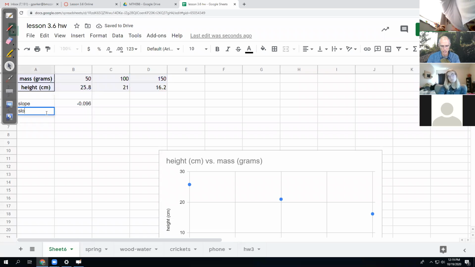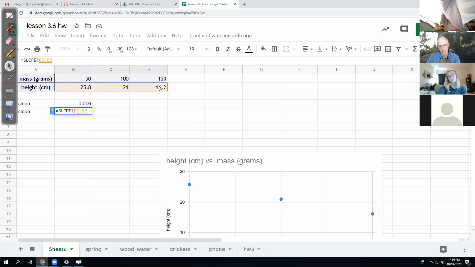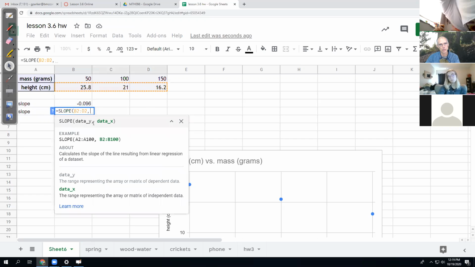I'm going to do that again, but using the way I showed last week, and I made a video and posted the video for it. If I type equals and start typing the word slope, the computer says, yeah, I can do slope. And then it says, okay, give me your y data. So I would highlight all of this. And then it wanted a comma right there. So I got to pay attention to what it shows me here. And then I highlight the x's.